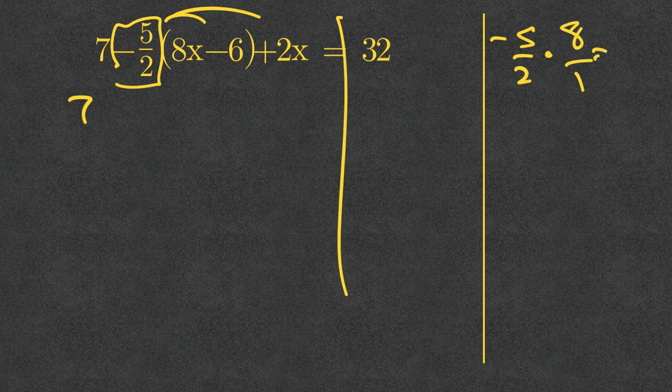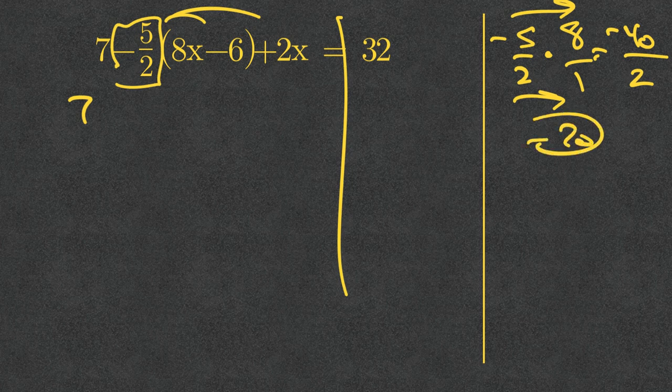That is going to be negative 40 over 2. Negative 5 times 8 is negative 40 across the top. And then 2 times 1 gives us the 2. Guys, what's negative 40 divided by 2? Negative 20. So you're going to have a minus 20x here.